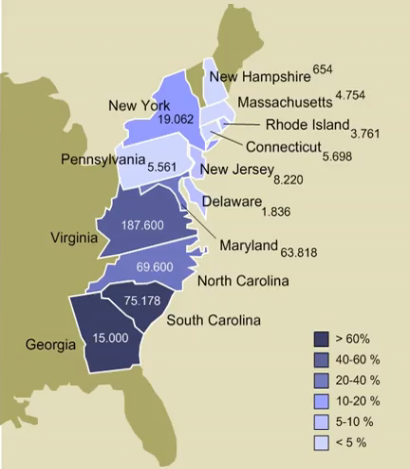Georgia. Georgia was the last of the 13 colonies to be established and the furthest south. Florida was not one of the 13 colonies.